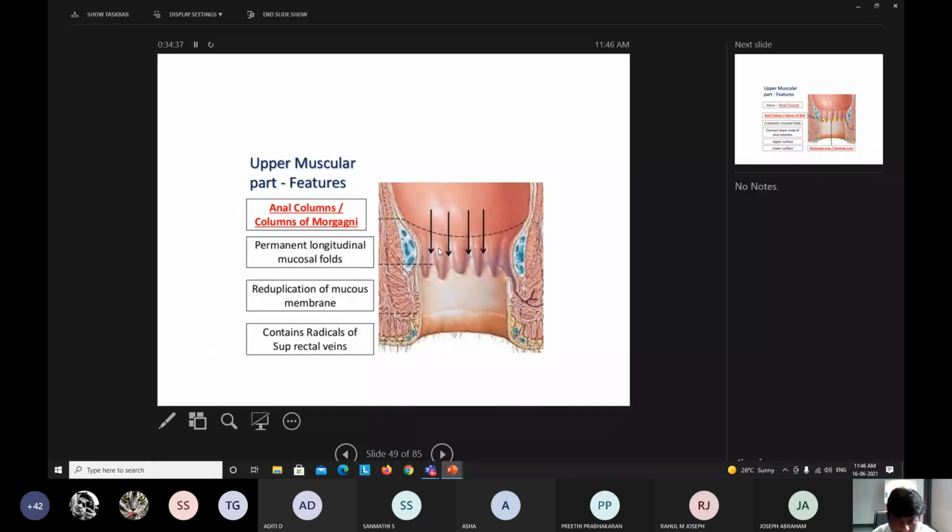Among the features here, the black arrow indicates the anal columns, also called the columns of Morgagni. These are permanent longitudinal mucosal folds formed by the reduplication of the mucous membrane, and they contain radicles of the superior rectal veins. These are 6 to 10 in number. These are the important features of the anal columns.